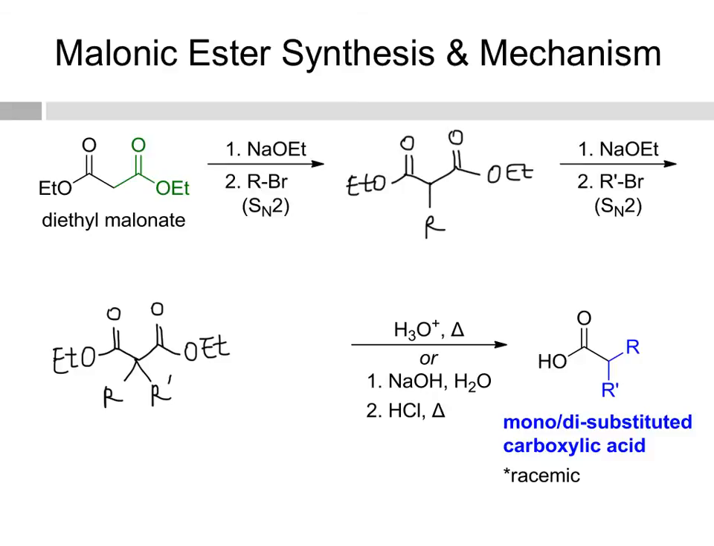And then we can treat it with acid, water, and heat, or do a two-step saponification of both sides of the ester into the carboxylic acid, followed by decarboxylation to form this mono or disubstituted carboxylic acid. Now just remember that when we do the decarboxylation, we can remove the first carboxylic acid because we have a stabilizing group here. However, even if we heat this with acid further, we're not going to be able to remove this carboxylic acid because there's no way to stabilize the negative charge that results.